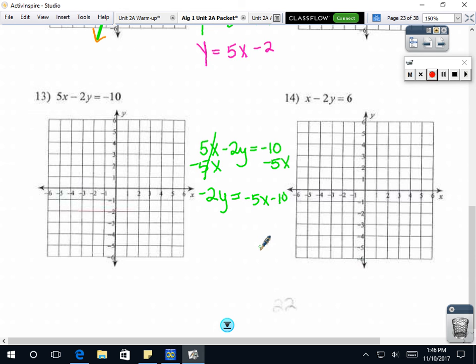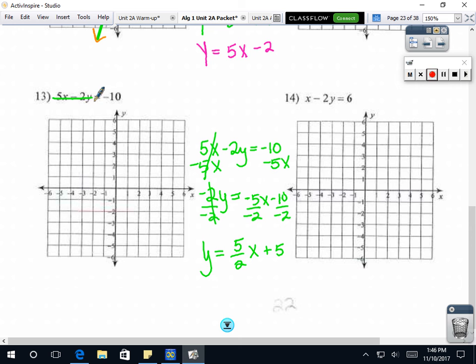Now the last step to get y by itself is divide by negative 2, divide by negative 2. Those cancel, leaving y by itself like we wanted. Negative divided by negative is positive. 5 over 2 will not reduce or become a whole number, so you leave it like that. And then a negative 10 divided by negative 2 is positive 5.